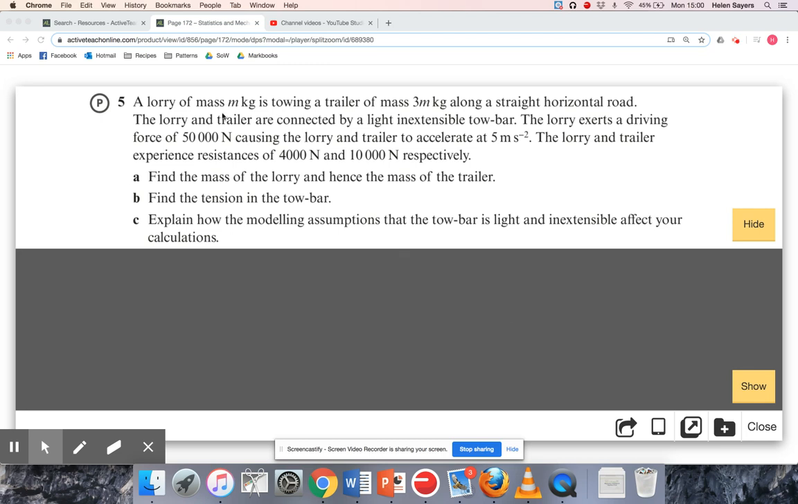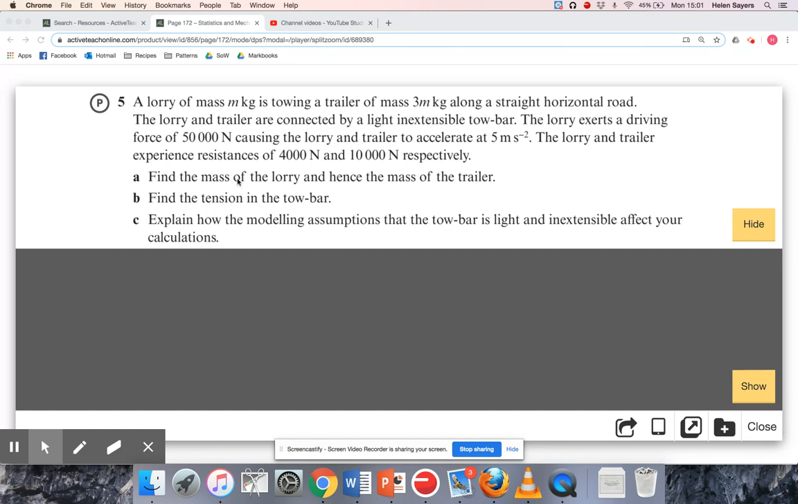Okay, so we've got a lorry of mass m, and it's pulling along a trailer of mass 3m, on a straight horizontal road. We're not told that the surface is smooth, but later on they mention some resistance forces, so some of those will be due to friction on the road. And we're given the driving force of the lorry and the rate at which they're accelerating.